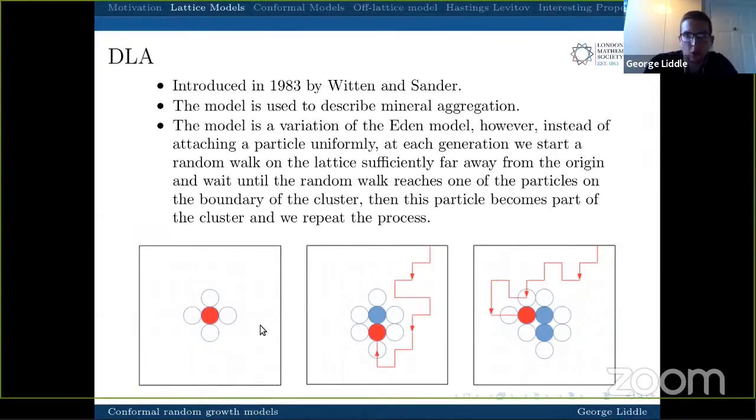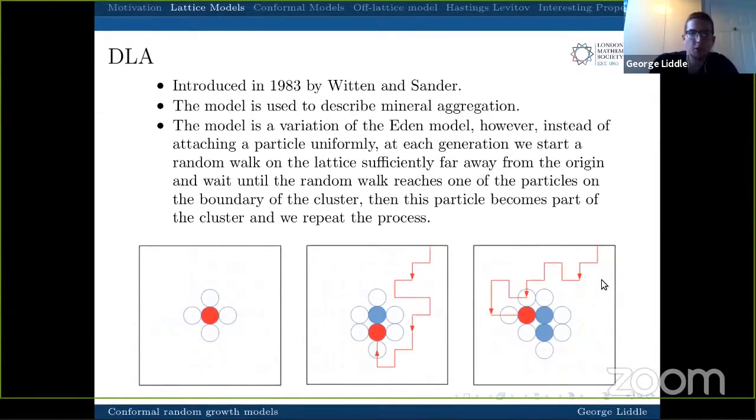But instead of attaching uniformly in this case, we're going to attach according to harmonic measure. I'm sure most people will have seen the definition of harmonic measure before, but what does this mean? It just means that we're starting at a point sufficiently far from the origin, and we're conducting a random walk on the lattice until we attach at one of the particles on the boundary. And then once we hit that particle, the first time we hit one of those particles, that becomes part of the cluster, and then we repeat the process. Okay, so we're in 2 dimensions here. And then again, this is just an example of how this might occur. So the red line here is meant to indicate the random walk. So we start with the red particle, and then we can attach the one below and the one to the side.